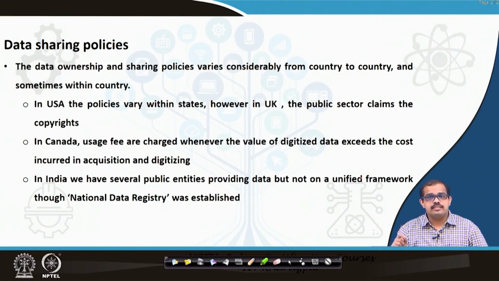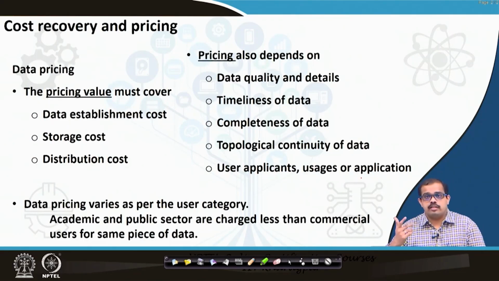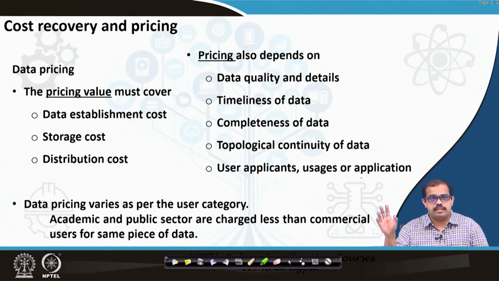But the government is really doing excellent work in terms of developing a national data registry, so that more of the spatial data is available to the user upfront. So you have cost recovery and pricing. I said the best way of maintaining the data is using cost recovery and pricing. When I say data pricing, the pricing value must cover data establishment cost, storage cost and distribution cost.